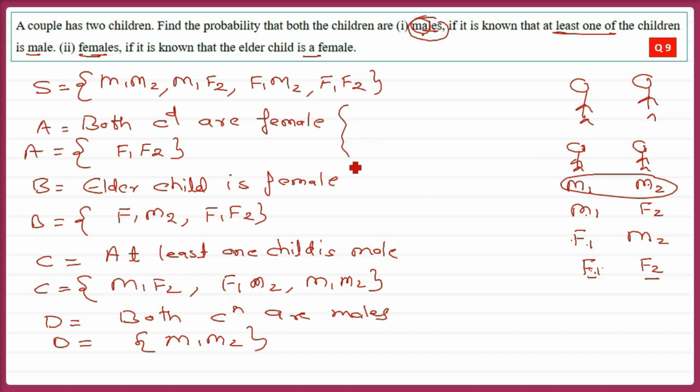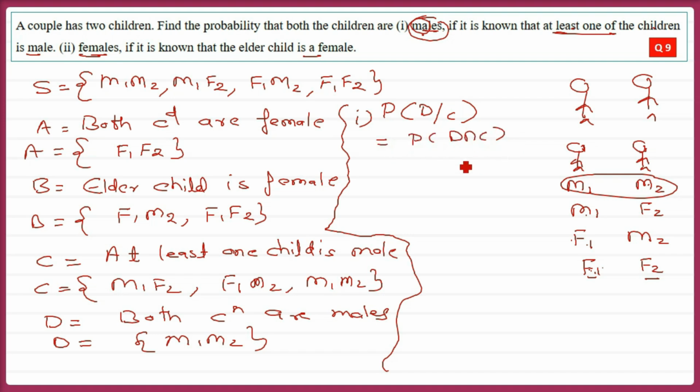Now as we have made all these sets, let's come to the question being asked. The first one is: find the probability that both the children are males if it is known that at least one of the children is male. Now what is D and what is C? C is at least one child is a male. That is why we have taken this. So if C is known, that is, at least one of the children is male is known, what is the probability that both the children are males? So the first one is P(D|C). If it is known that at least one child is male, what is the probability of D, which is both children are males? This will be P(D ∩ C) divided by P(C).